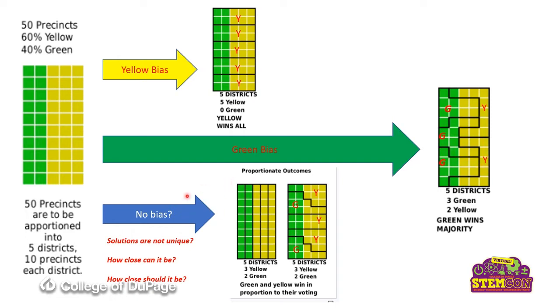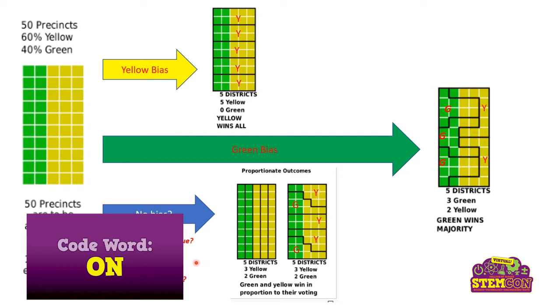Now there are multiple ways that we can also have proportionate outcomes. Here, yellow wins 3, green wins 2, and here also a different solution, yellow wins 3 and green wins 2. Note that these solutions aren't unique, and it's not really clear how close to being proportionate you can be and how close you should be.